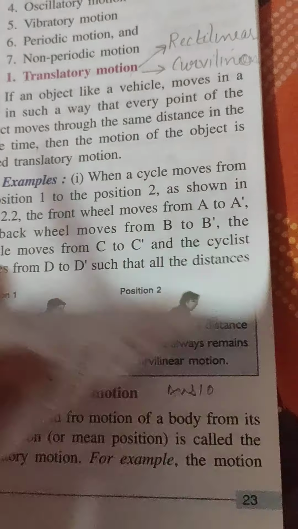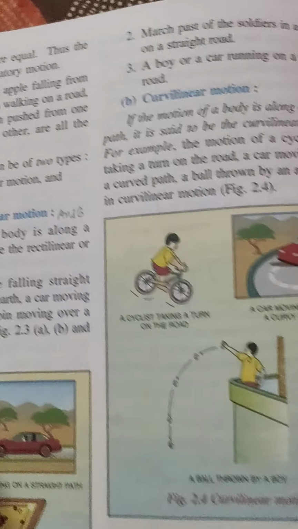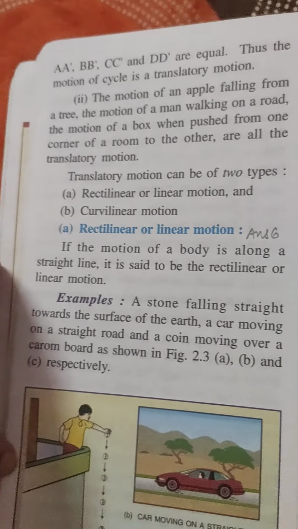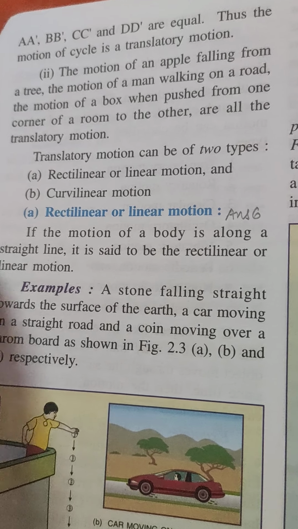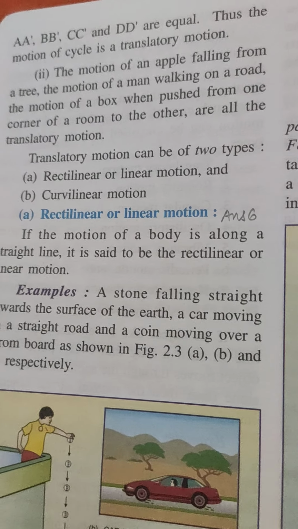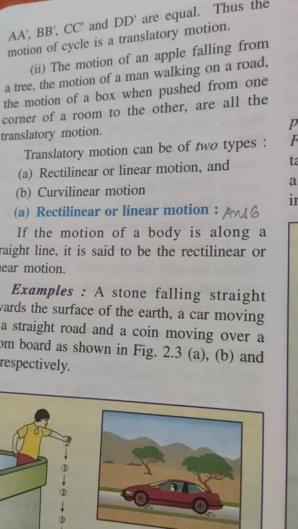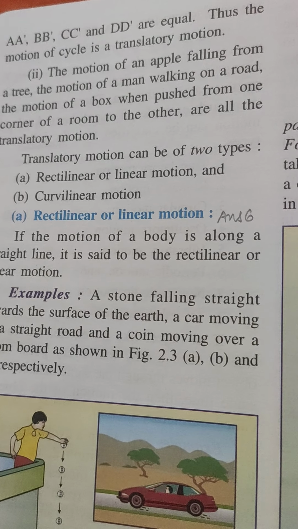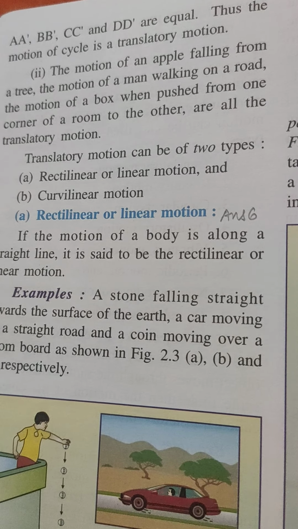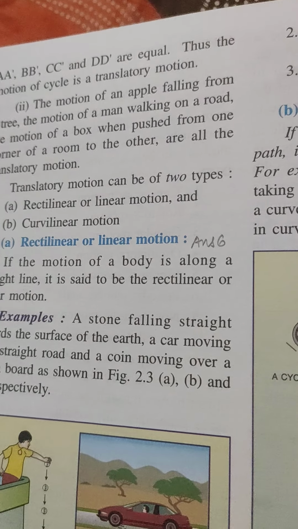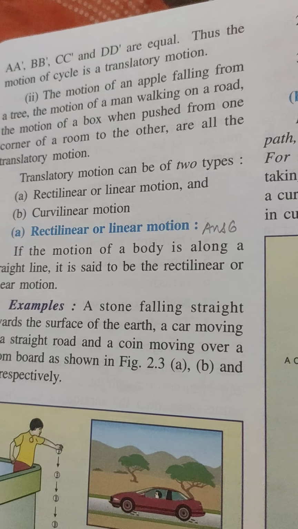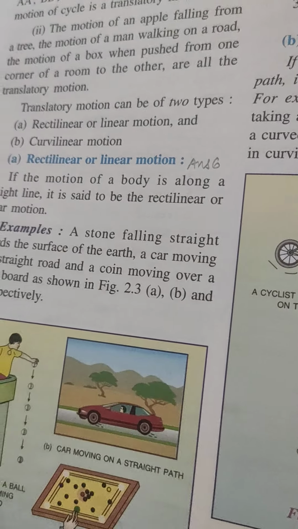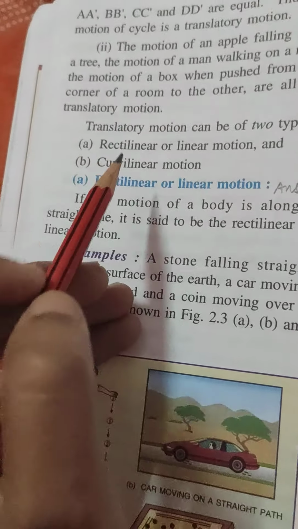Now, what are the two types of translatory motion we are having? One more example is given in your book, that an apple is falling from a tree. A man is moving on a road. Now anyone walking on the road, as he takes his first step, the distance covered by the other foot will be the same, and he walks accordingly. So that is a translatory motion. This is further divided into two parts. The first is rectilinear motion.